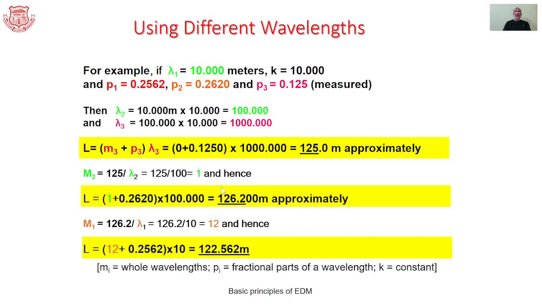As we divide this 126.2 by wavelength 10 meters, the number of full wavelengths will be 12. Hence, 12 plus 0.2562, into 10, which is 122.562, gives the refined measurement.